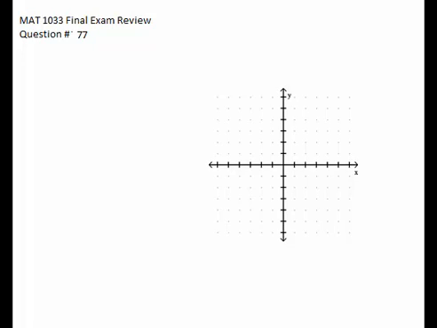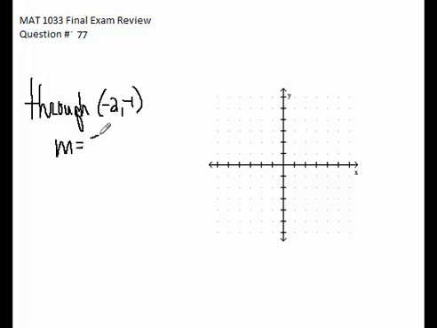MAT1033 Final Exam Review Question 77. We are to graph the line through the point (-2, -1) with a slope of 3. And we're going to go ahead and put that as 3/1.